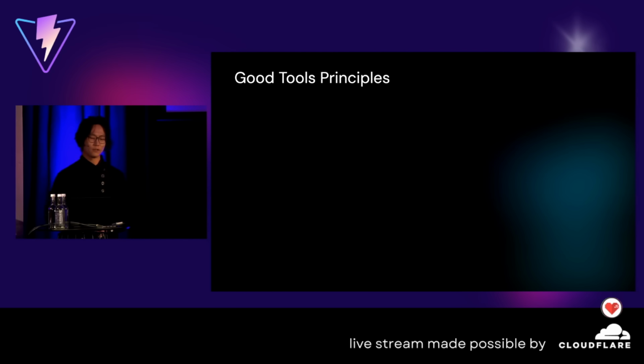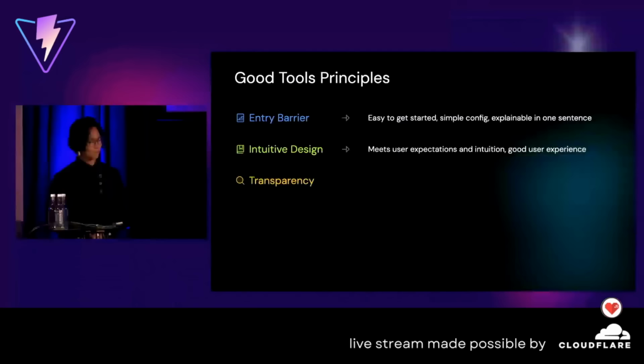If you think about what makes a good tool, I would give the following points. The first thing is the entry barrier. A good tool should be easy to start with and easy to configure, and probably easy to explain to someone who doesn't know the project in a single sentence. The second one is being intuitive. We should match user expectations and intuitions to create a good developer experience and make it easy to discover new features. The third I would pick is transparency.